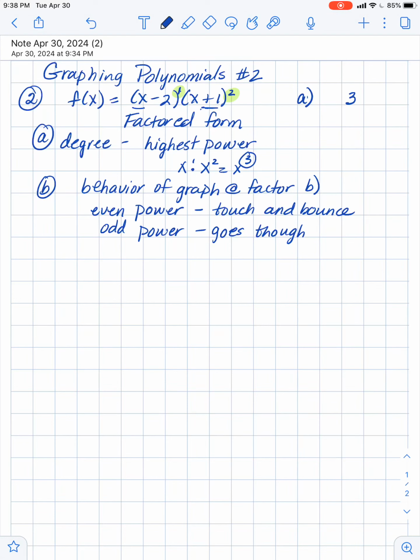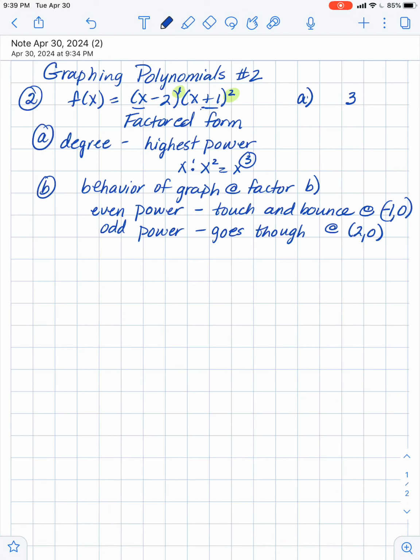So don't just give me that though. I need to know so that you are clear on what the graph looks like. So when I go to look at this one up here, I know it is going to touch and bounce at -1, 0. Okay, because that's my even power. I know it's going to go through at, in this case, 2, 0. So be very specific on your answers. You can't just say it touches and bounces. Well, what touches and bounces?